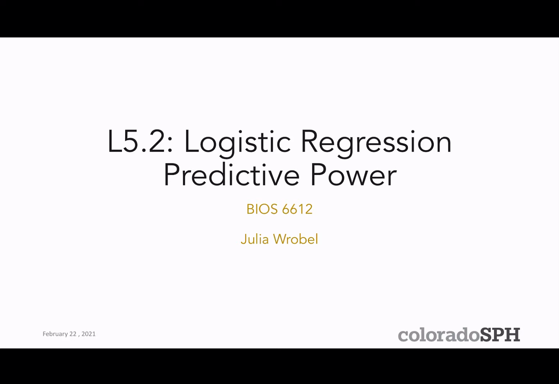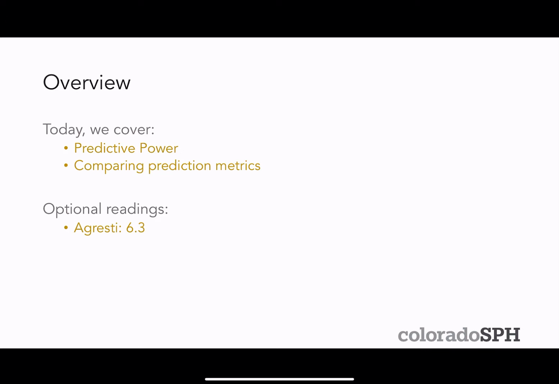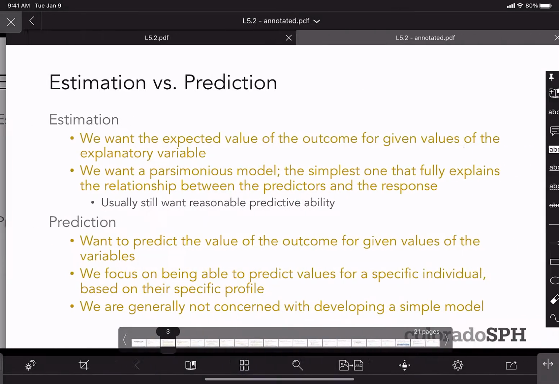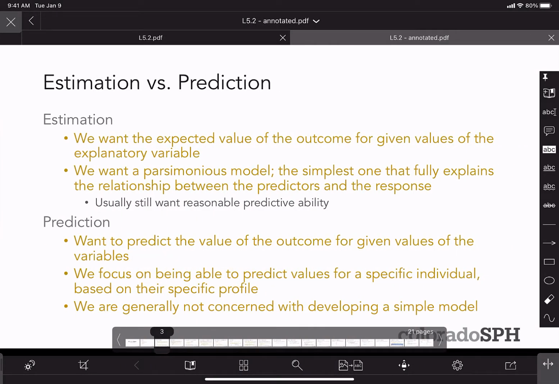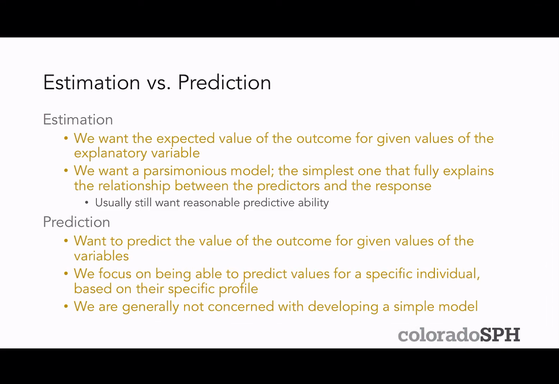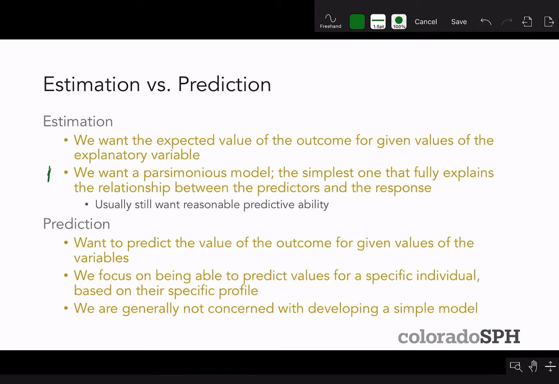Today we're going to talk about predictive power and logistic regression and how to compare different prediction metrics. For most regression modeling or statistics in general, there's this idea of estimation versus prediction, which are two possible different goals. When we're focused on estimation, we are interested in the expected value of the outcome for given values of the explanatory variable. And generally, we want a parsimonious model, a model with not too many predictors, something simple that fully explains the relationship between the predictors and the response.